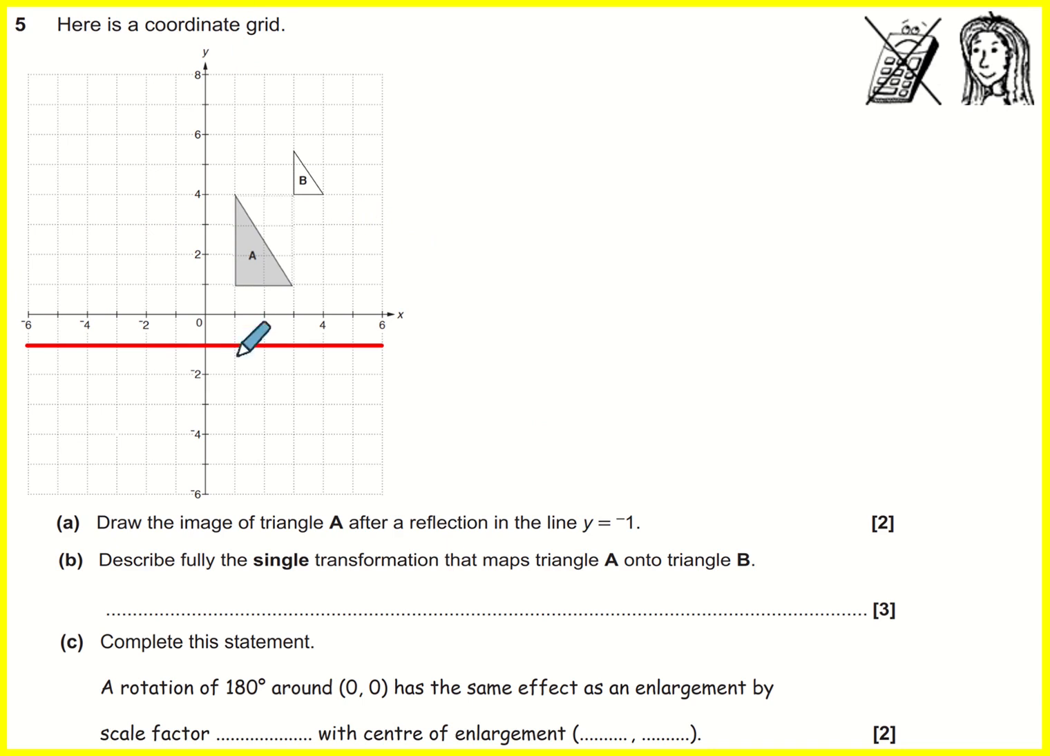Right, let's do some reflecting. So if we take this bottom right point here, then we have to go at right angles to the reflection line. We'll go 1, 2, and then another 1, 2. So we come there. Bottom left, 1, 2, 1, 2. Top left, 1, 2, 3, 4, 5. 1, 2, 3, 4, 5. So there we go. There's our triangle. We just need to join the points up.